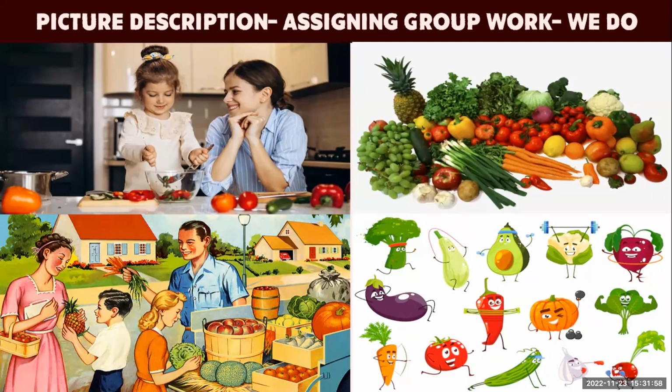Now let us see how we have done in the classroom transaction process, as we have observed how we have done during the process. Please observe.